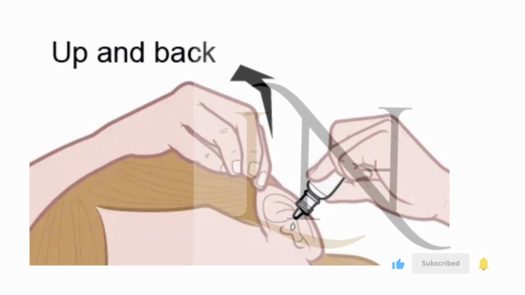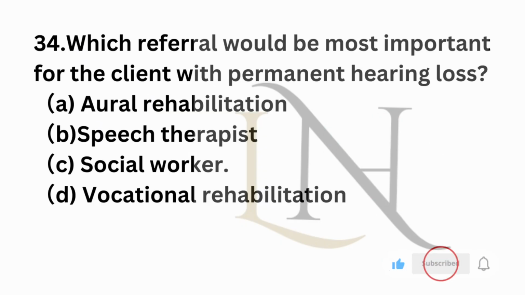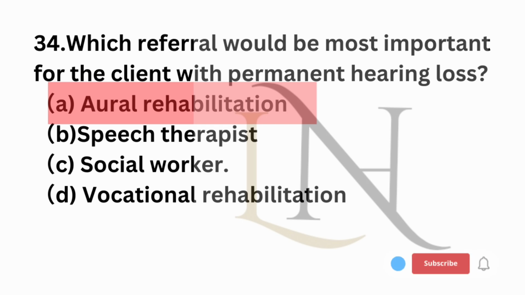Move to next MCQ. Which referral would be most important for the client with permanent hearing loss? Option A, oral rehabilitation. Option B, speech therapist. Option C, social worker. Option D, vocational rehabilitation. Correct answer: option A, oral rehabilitation is the correct answer. Next question.